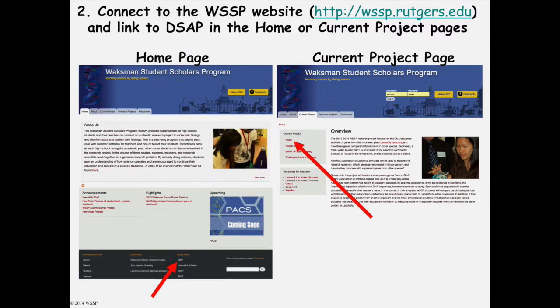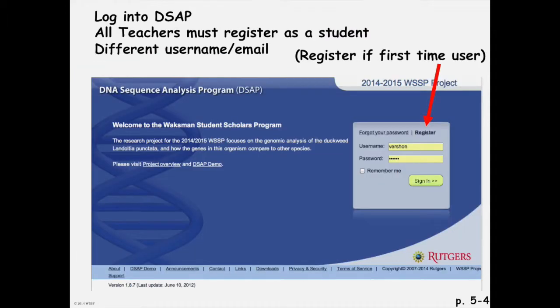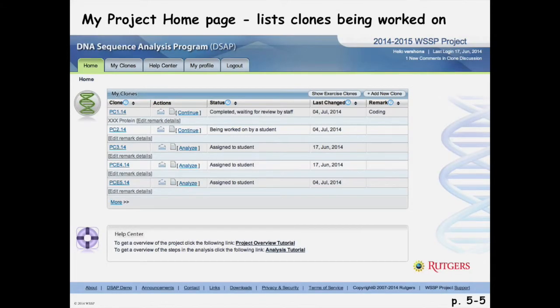So the first thing you need to do is connect to the WSSP website, and the link to DSAP is found on their homepage. If you click on Current Project, you'll be able to find DSAP. And once you do that, you should have registered already, but if you haven't, you're going to register. And once you register, make sure you're selecting, if you're in the course, that you register as the class, and if you're in the club, you register as a club. If you're in both, you're going to register as the class, unless I've told you otherwise.